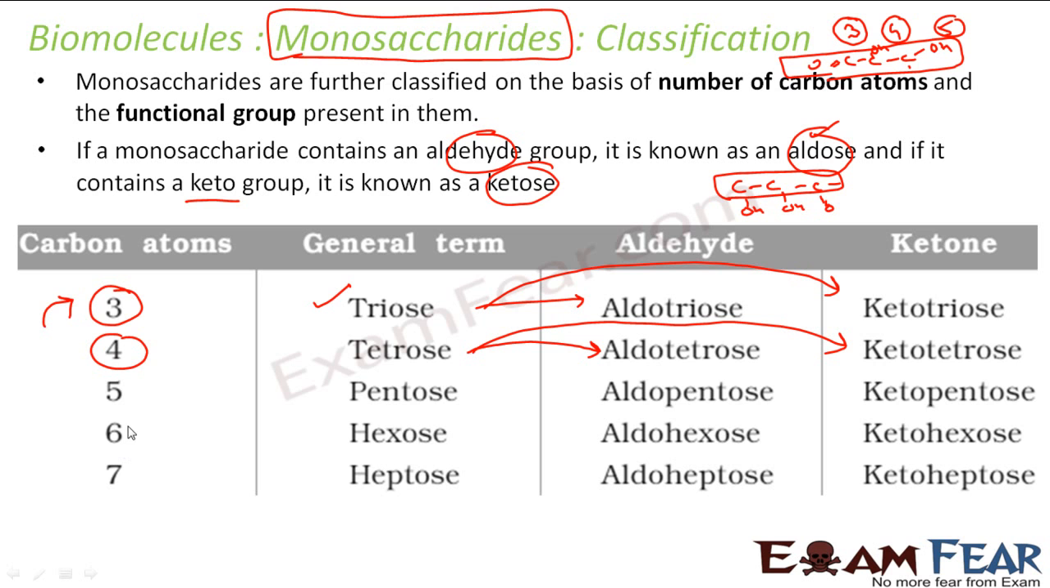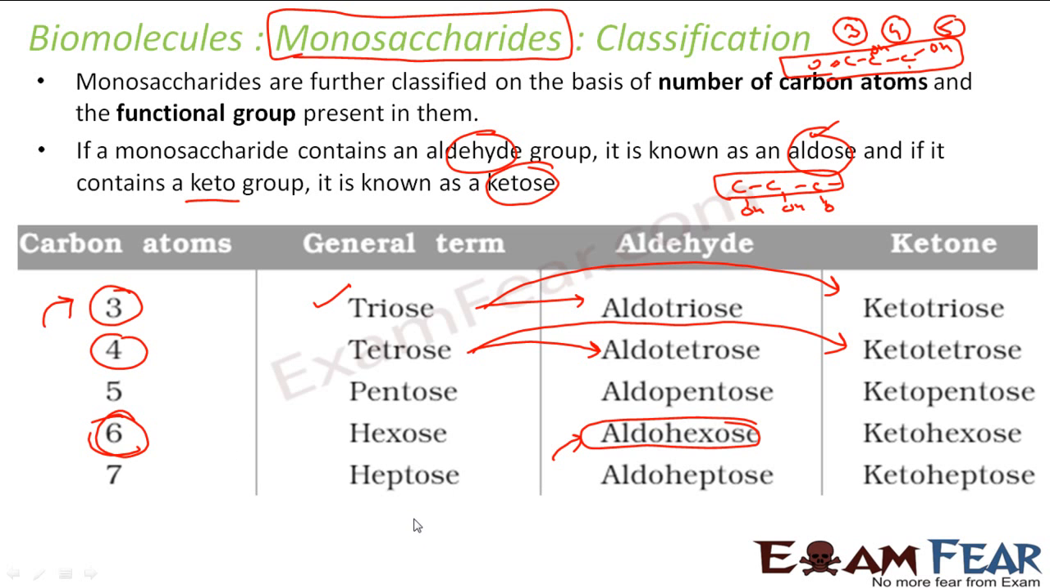So if you see here, my glucose has how many carbons? 6 carbons, correct? And is it aldehyde or ketone? Aldehyde, we have just seen. So glucose will be an aldohexose. Why? Because glucose has 6 carbons and it has an aldehyde group. We have seen this structure of glucose.